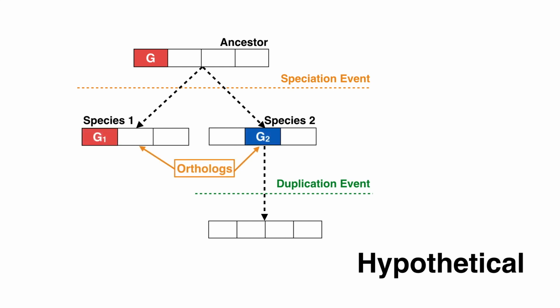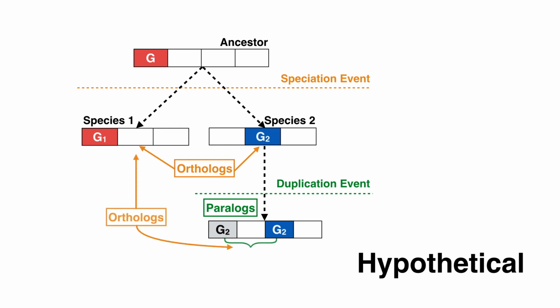In this hypothetical sequence of events, a speciation is followed by a duplication event. The first produces the ortholog genes 1 and 2. Then gene 2 undergoes a duplication event that produces two paralogs. These paralogs are still orthologs of gene 1.